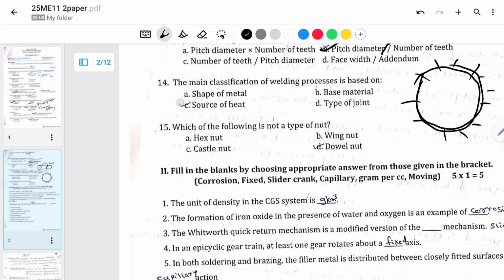The main classification of the welding process is based on the source of the heat, because heat is important in the welding process when you are joining two metals. It is not based on the base metals or the types of joint. We classify only on the type of heat.